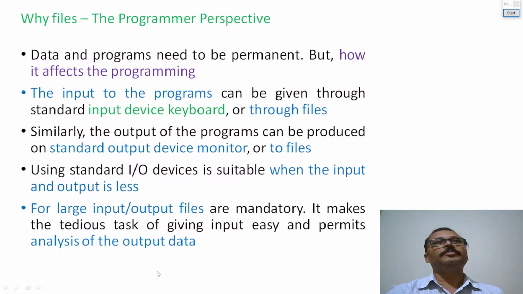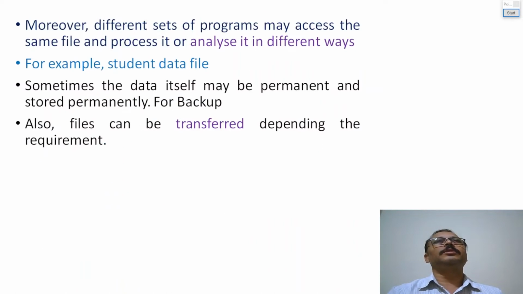So that is required. When you have a small amount of data as input or output, you can go with the standard input device, keyboard, and standard output device, monitor. But whenever you have a large amount of data, go with files. Moreover, different sets of programs may access the same file and process or analyze it in different ways. It's not one program which has to access the data. The same data may be accessed by different programs.